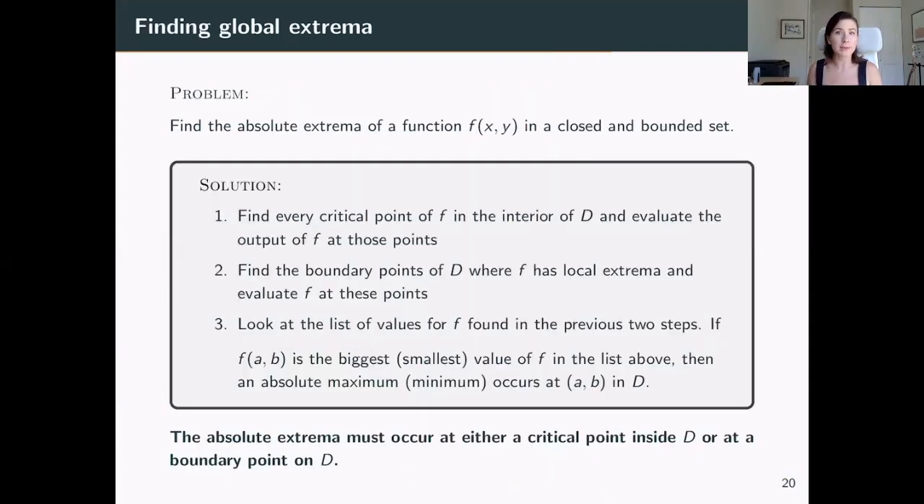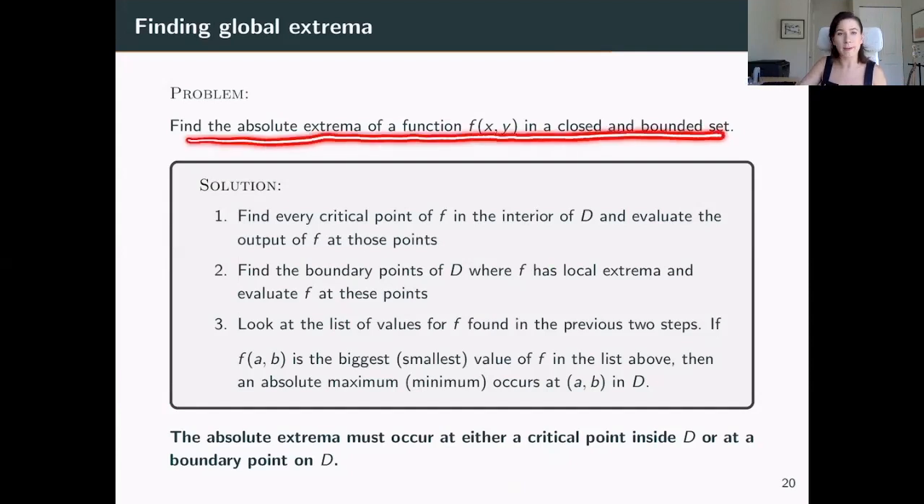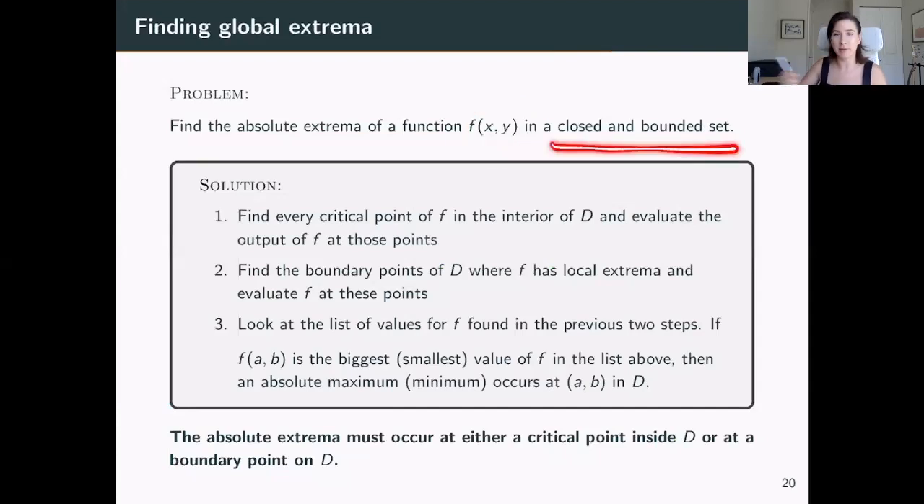So as I mentioned, finding global extrema is generally a tricky process, but thanks to the extreme value theorem, we at least have a method to get around that. The problem we're trying to solve is to find the absolute extrema of a function inside of a closed and bounded set. If we have a function f of x, y and a closed and bounded set, then we can follow these three steps to find our global extrema.